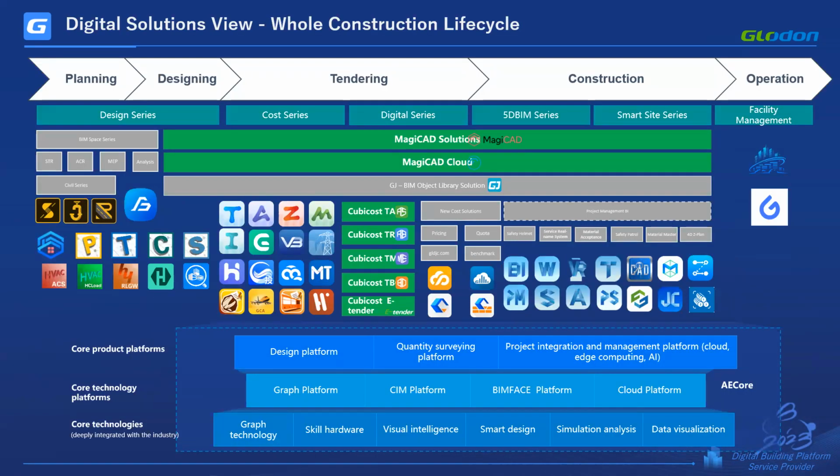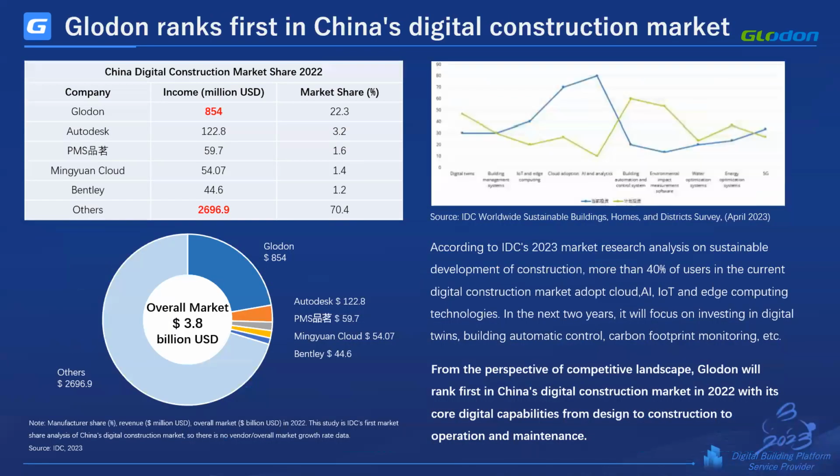We can use CubiCost 5D BIM throughout the construction process. If we divide our construction process, we can start with planning, then designing, then tendering, construction, and operation. We have 5 CubiCost products: CubiCost TS, TRB, TME, and TBQ. We have an e-tendering platform as well. So we can use these CubiCost products throughout the life cycle of the construction project.